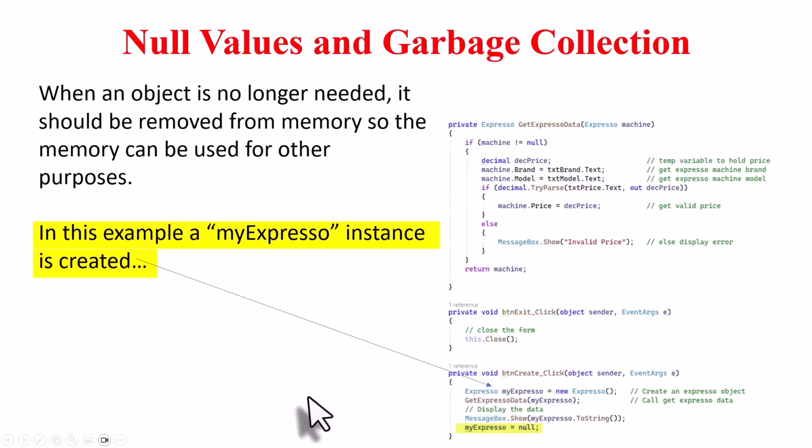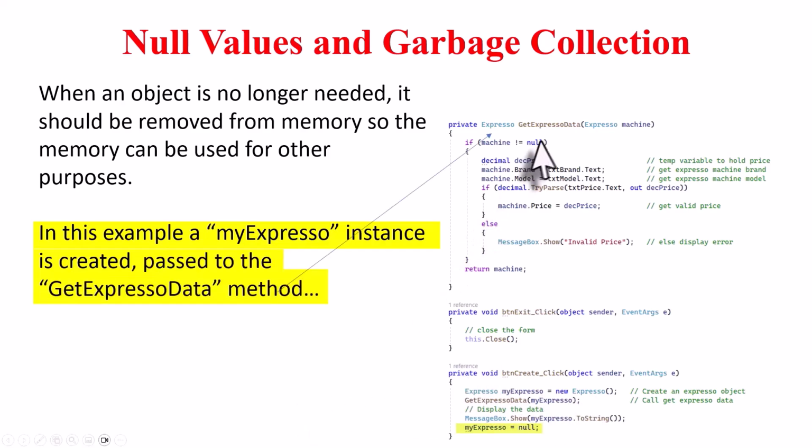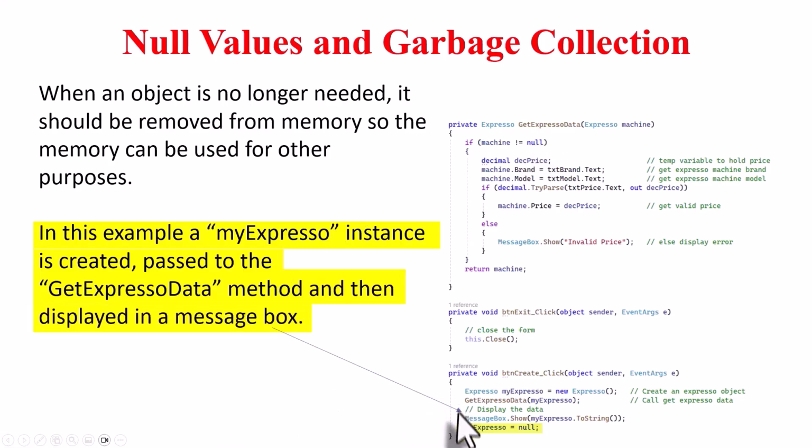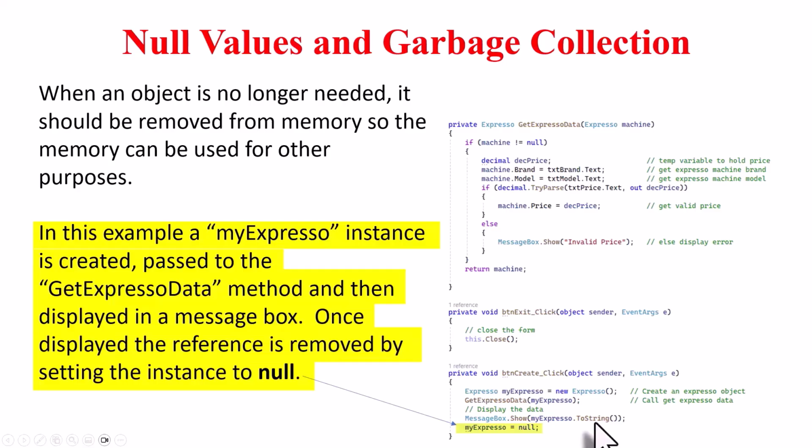created right here. It's passed to the get Expresso data method, and then the message is displayed in a message box. So we're getting the data once it's created here, and we get back to here. MessageBox.Show myExpresso ToString. And then once it's displayed, the reference is removed by setting the instance to null. So here we're getting rid of the reference. It no longer exists, and memory is freed up.